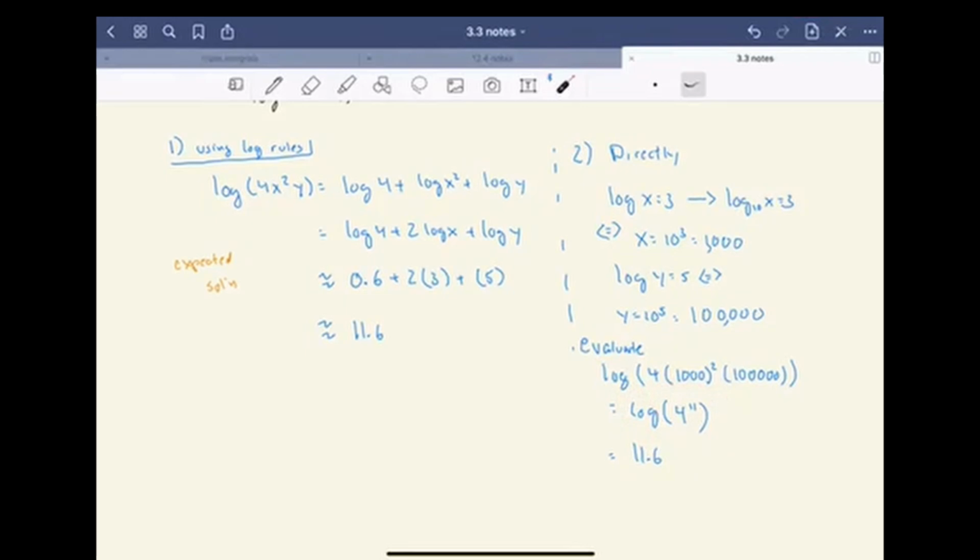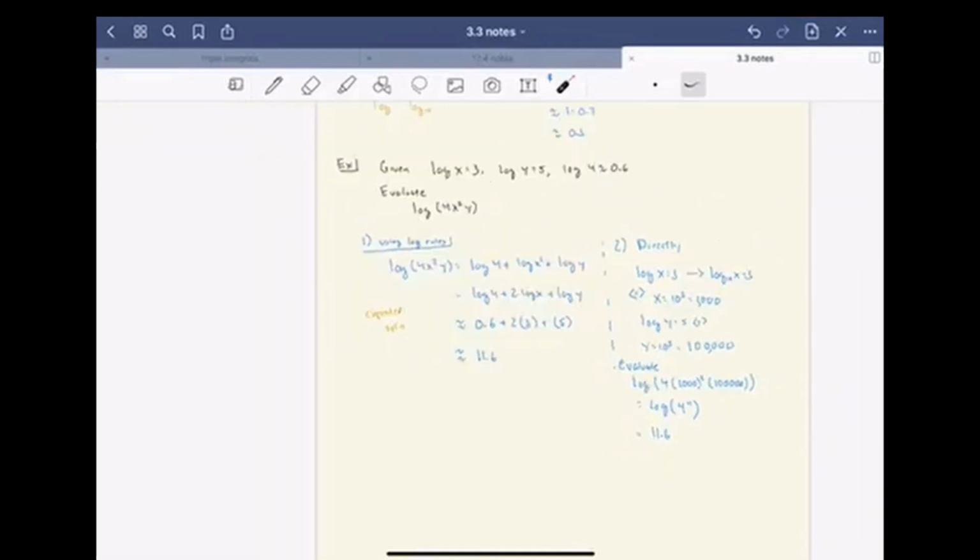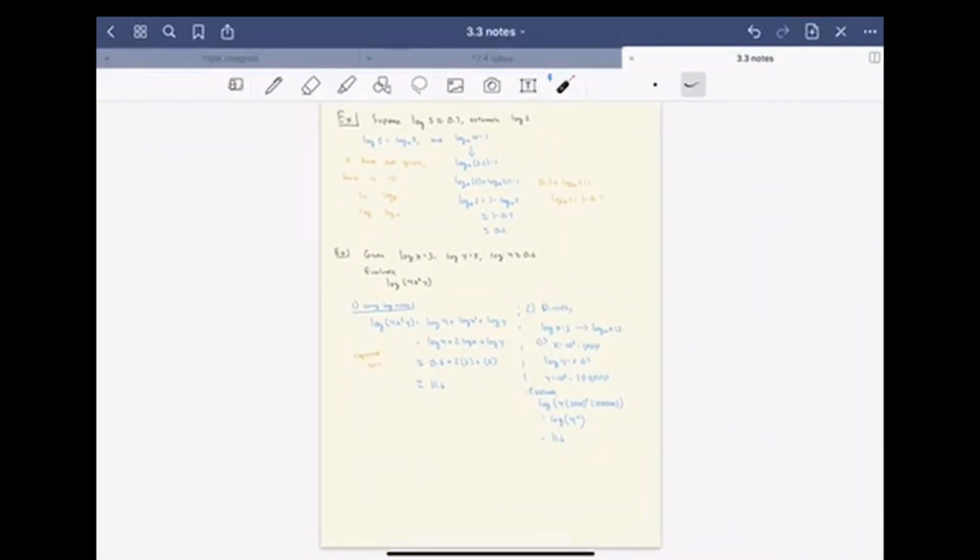Think about it. 1, 2, 3, 4, 5, then 1, 2, 3 is 8, plus 3 more, 2, 3 is 11. That's the 10 to the 11th. Or you could have just done it in your calculator. If you take the log of 4 times 10 to the 11th, you're going to get your 11.6, which is what we had over here. So just a nice little way to see the two things connect together. All right, I'll see you guys in the next video.